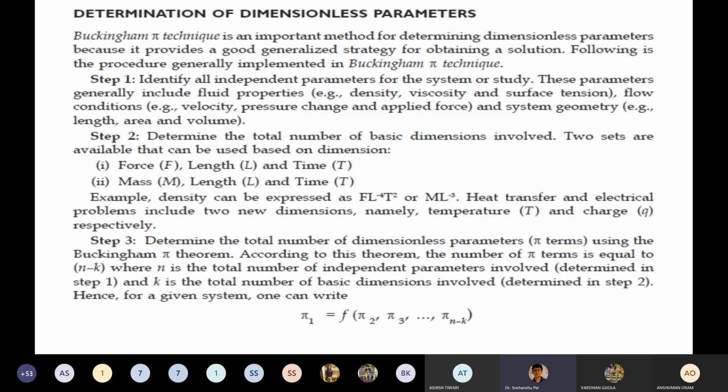And how do you calculate n? Go for step 1. How do you calculate k? Go for step 2. Then n minus k will be the number of dimensionless parameters.